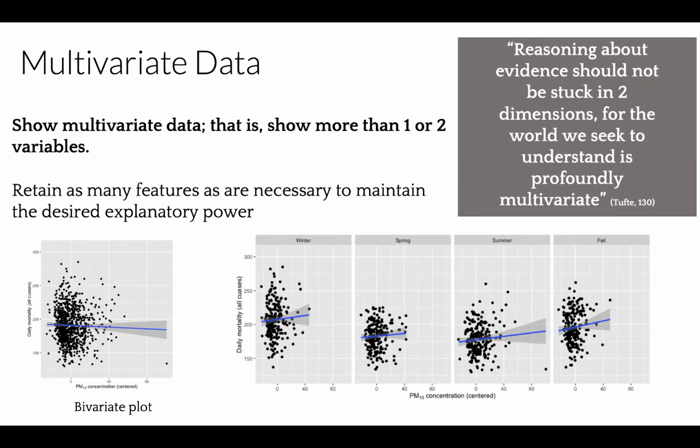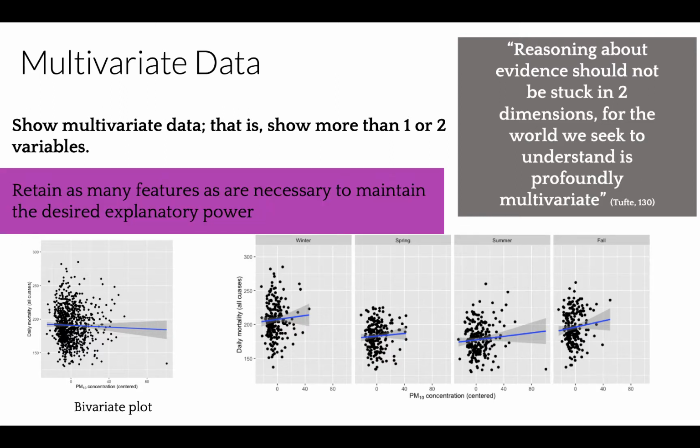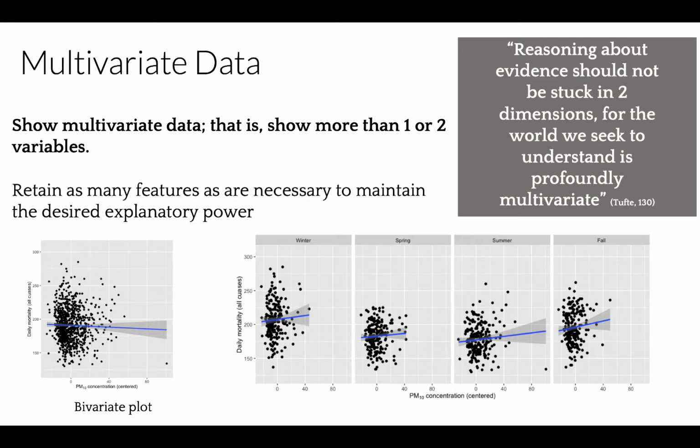Principle number 3, multivariate data. The real world is multivariate, and there are usually many attributes that we can measure. The point is that data graphics should attempt to show this information as much as possible. We retain as many features as are necessary to maintain the desired explanatory power.